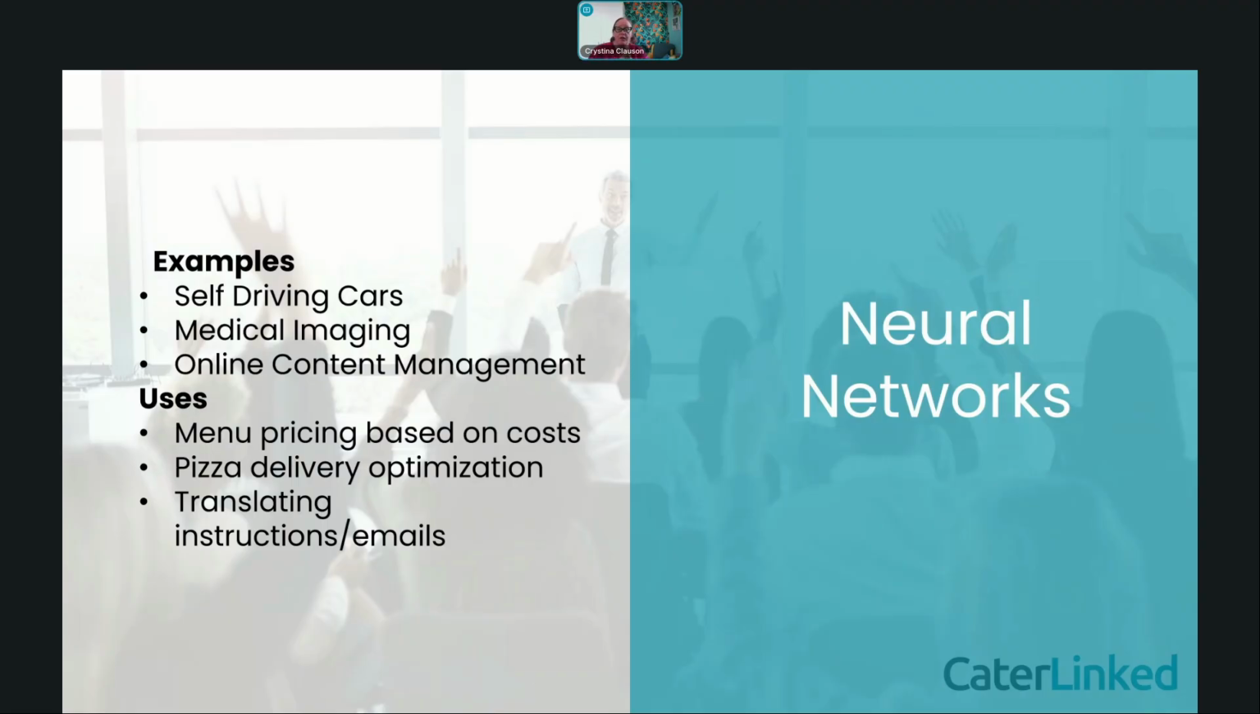Pizza delivery optimization. So if you've given your driver 5 places to go, based on historic traffic patterns and where those locations are, it gives them the most optimal delivery route. And translating instructions or emails. So let's say that you've written your recipes or your instructions in English and your kitchen speaks Spanish. If you have a tablet where you've entered all of that information into a specific program, then your team can just switch it to Spanish to make it easier for them to understand.